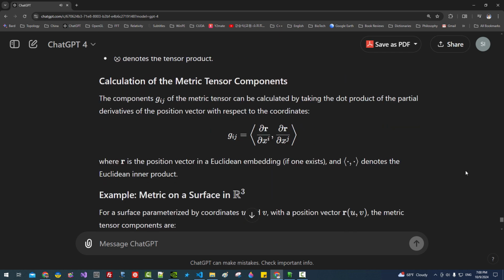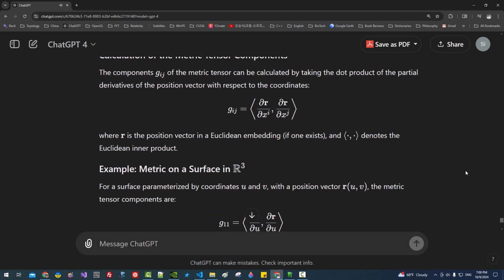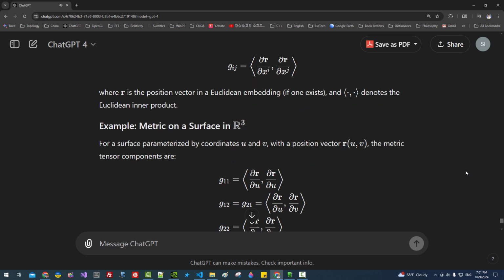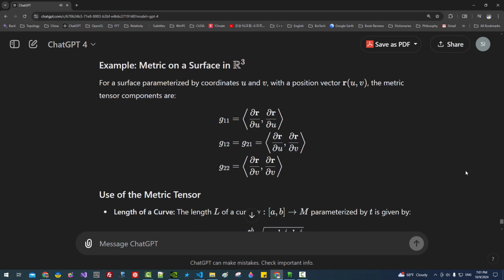Calculation of the metric tensor components. The components g_ij of the metric tensor can be calculated by taking the dot product of the partial derivatives of the position vector with respect to the coordinates. g_ij equals the inner product of the partial of r with respect to x^i and the partial of r with respect to x^j, where r is the position vector in a Euclidean embedding, if one exists, and the angle brackets denote the Euclidean inner product. Example. Metric on a surface in R^3.